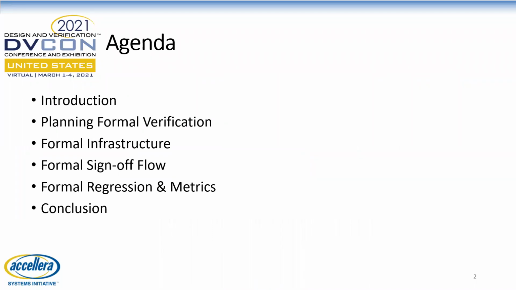Alright, so this is going to be our agenda for today. We will start with a basic introduction on the challenges of running formal at SoC level, what we mean by SoC specific logic, etc. We will then move to how we actually use formal in our day-to-day work, starting from planning to some of the infrastructure aspects. We will then move to slightly advanced topics like formal sign-off flow, regression flow, and metrics generation flow. And then lastly, we will discuss the key takeaways from this session.